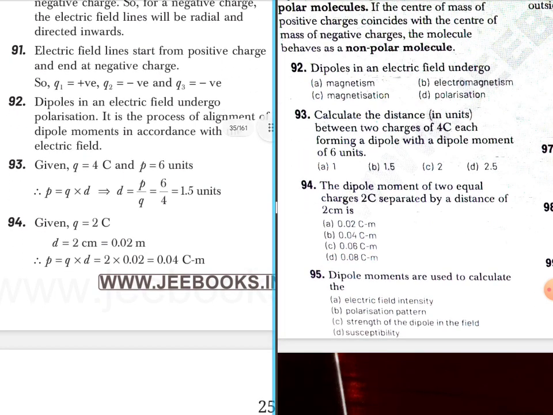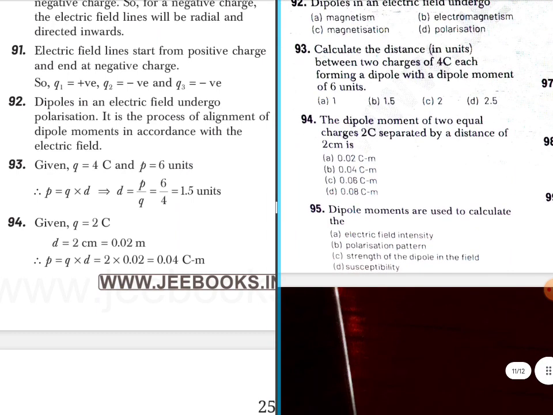94th question. The dipole moment of two equal charges separated by 2 centimeter. They're asking for dipole moment, which is q into 2a. So either of the charge is 2 coulomb, and 2a itself is 2 plus 2, 4 centimeter, into meters. So then 0.04 coulomb meter. That will be option number B.